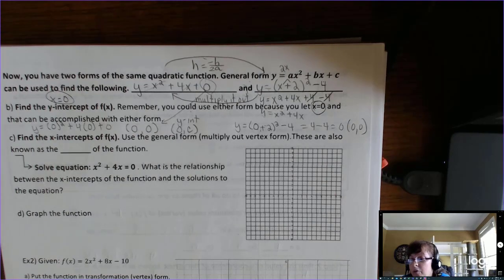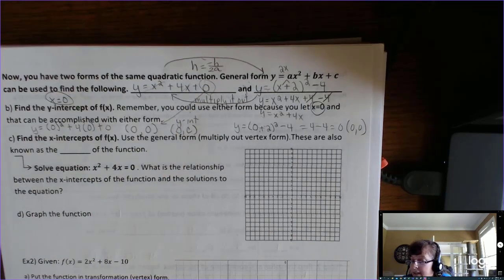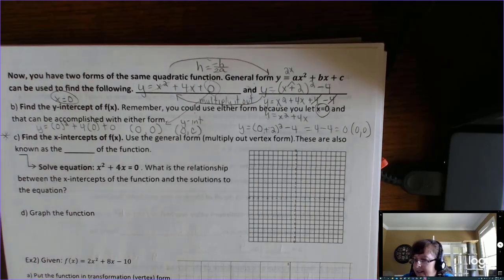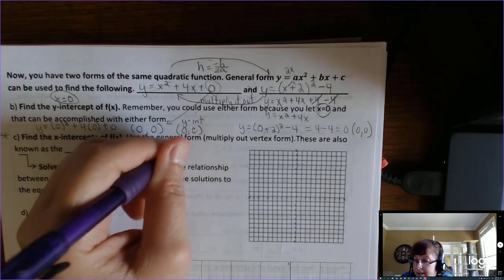But in standard form, the y-intercept is staring at you. It's the C term. Okay, this was really the big deal right here. How do you find the x-intercepts? This is where standard form takes center stage. The x-intercepts, remember, you find by setting y equal to 0.